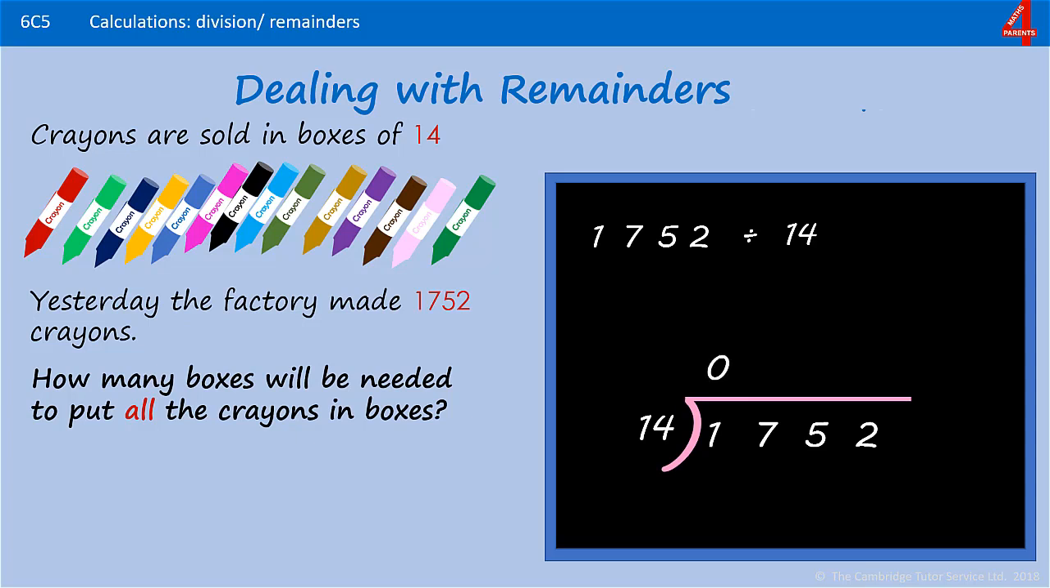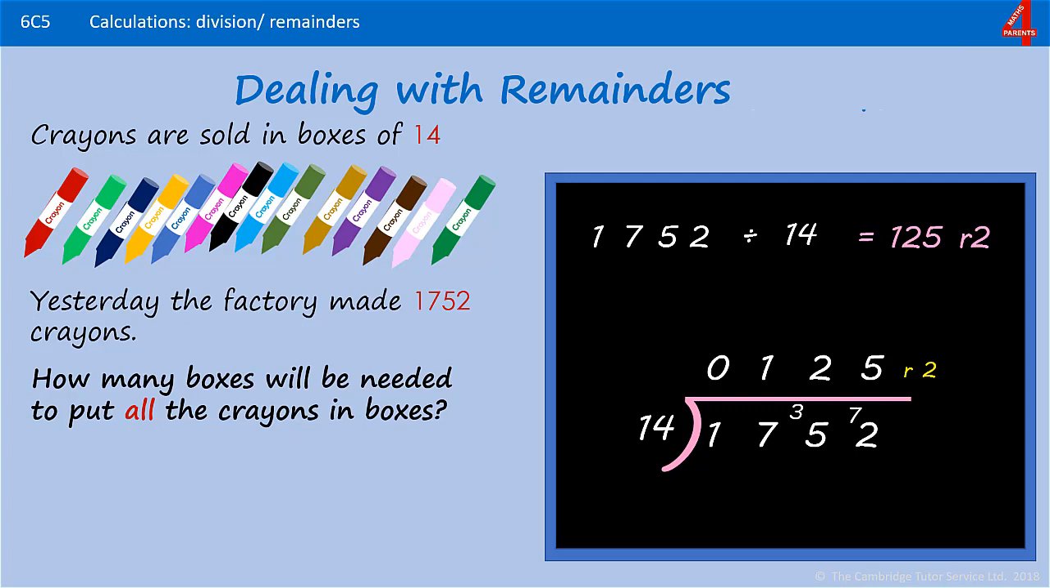14 into 1 doesn't go. 14 into 17 goes once. Remainder 3. 14 into 35 goes twice. Remainder 7. 14 into 72 goes 5. Remainder 2. So the answer to the calculation is 125, remainder 2.